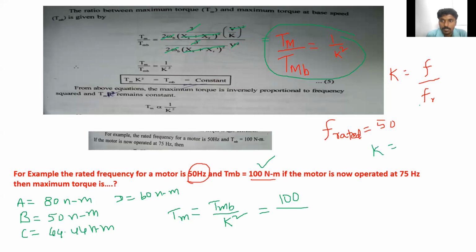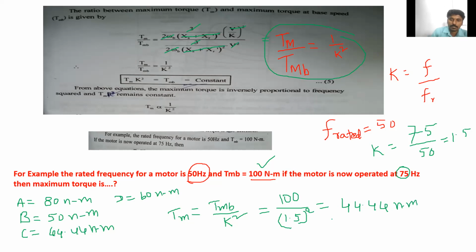K is nothing but the operating frequency upon the rated frequency. The operating frequency is 75, so 75 divided by 50. What is the value? 1.5. So now we know the value of K, and we can easily substitute in this equation: 100 divided by 1.5 whole square. What is the value of this one?